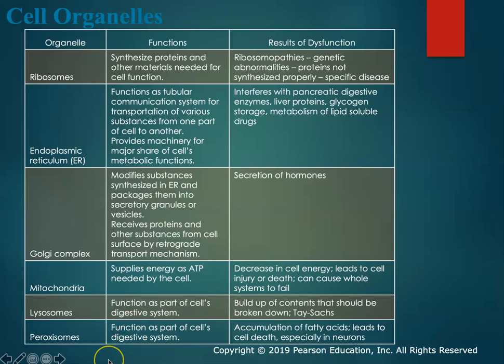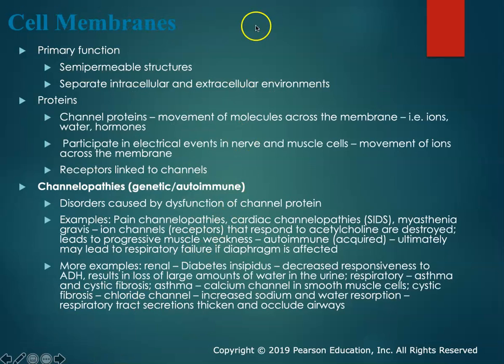Okay. All right. So let's specifically talk about cell membranes, right? And the issues that arise when there is some sort of dysfunction of the cell membrane. Again, the primary function of the cell membrane is that it's semi-permeable. It allows some things to get through, other things cannot pass through. It's there to separate the intracellular and the extracellular environment, okay?